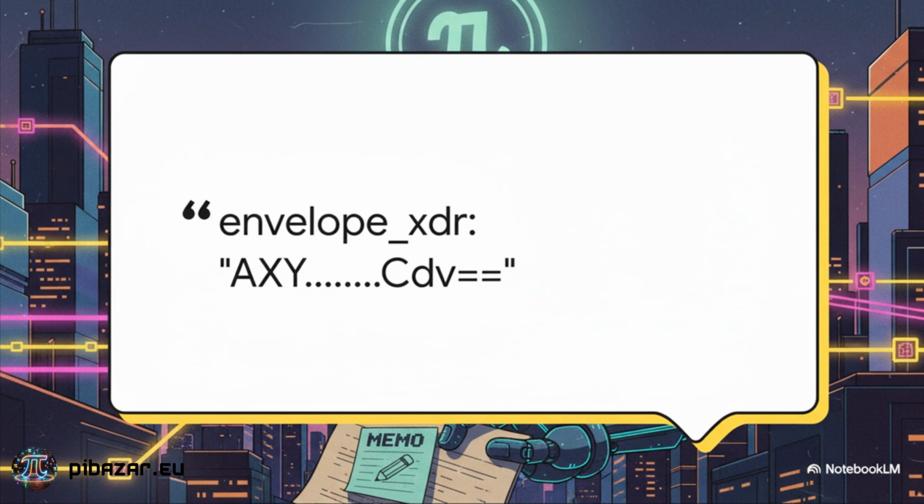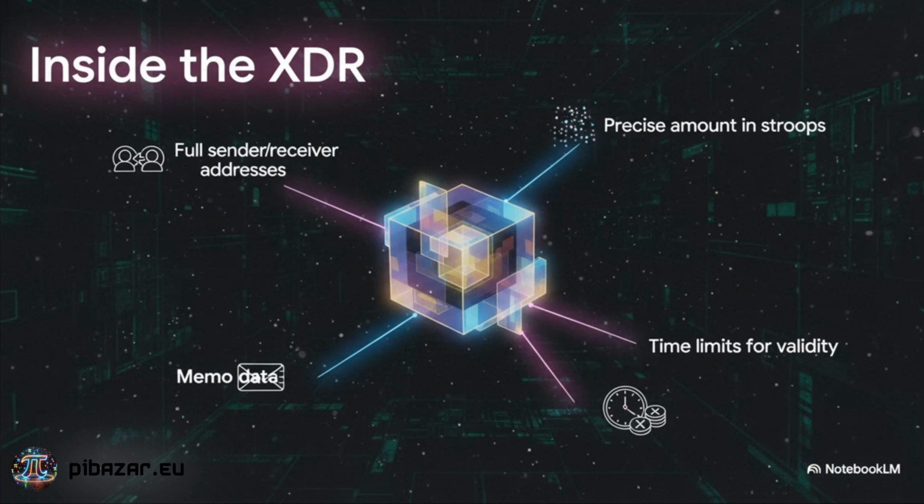But believe it or not, this chunk of what looks like gibberish is the single most important part of the entire transaction. It's a super compressed package that holds all the essential details we've been talking about, and a few more. So what's actually hiding inside that cryptic code? Well, it's pretty much everything. You've got the full addresses, the exact amount in stroops, any memo data you included, and even some technical stuff like time limits for when the transaction is valid.